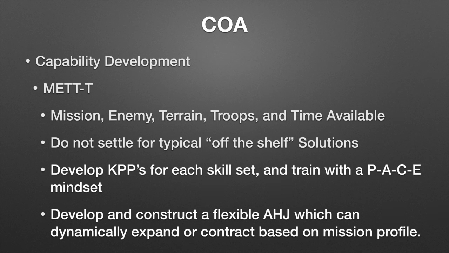So in the end, course of action, capability development. Base those things on taking a military term, the METT-T: your mission, enemy, terrain, troops, and time available. Do not settle for typical off-the-shelf solutions. Develop your key performance parameters for each skill set and train with a primary, alternate, contingency, emergency mindset. Work that up and down that spectrum to find and search. Constantly look for every possible failure point of your plan. That way you can at least identify it before it happens. So if it happens in that incident, tomorrow morning, it's not sucker punching you, right?